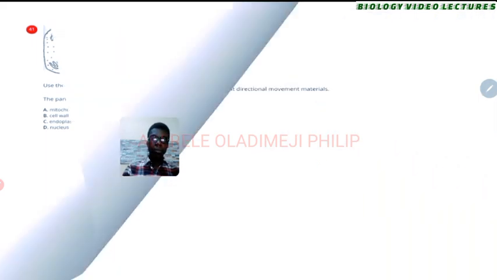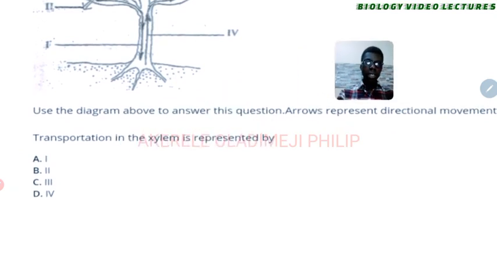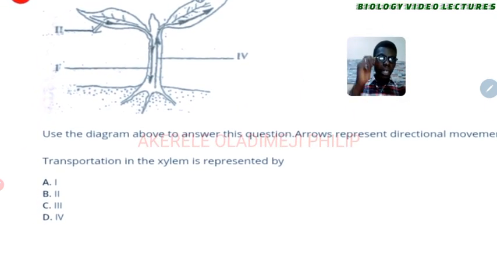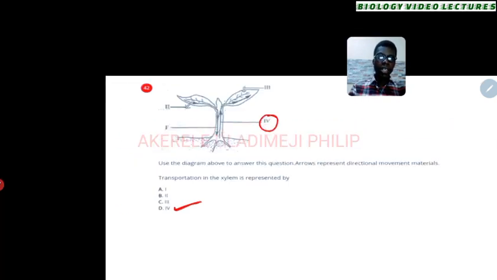Then use the diagram above to answer this question. Transportation in the xylem is represented by what? Let me bring that in some more. Okay, all right. I told you that xylem takes dissolved minerals and water from the soil, and that's going to be 4. Yes, it's going that way upwards. It's going to be D. All right. And well, okay, let me see, I think there's another question on this.